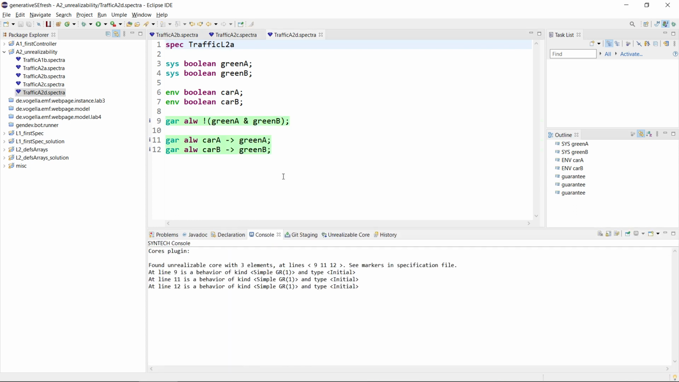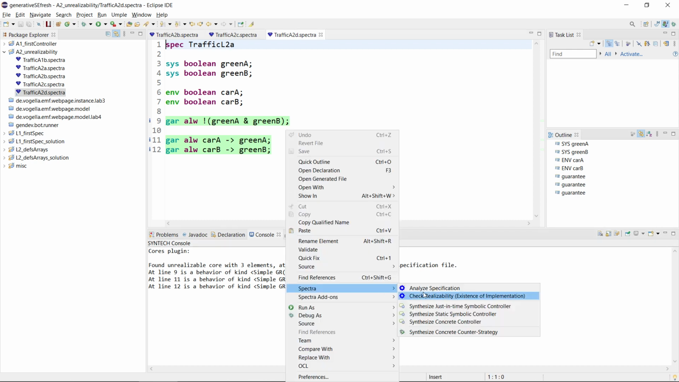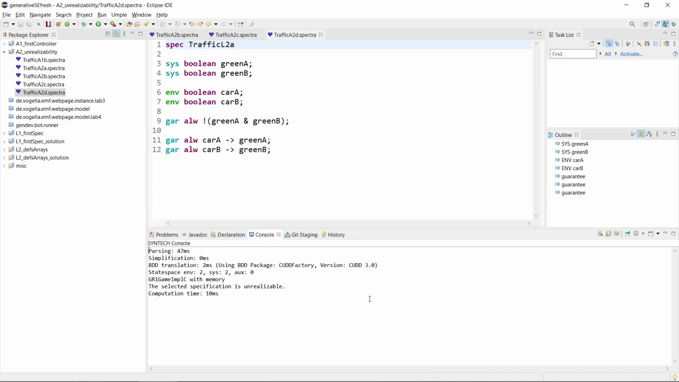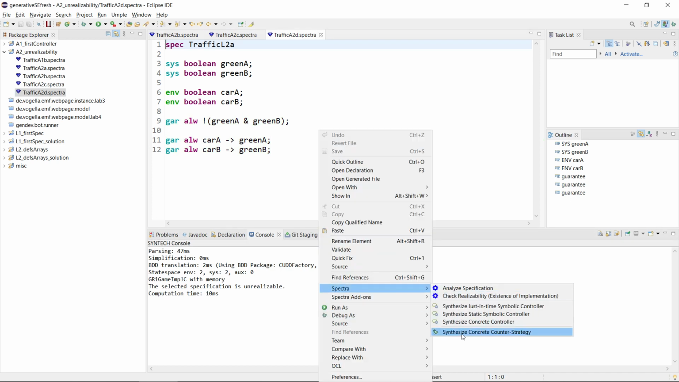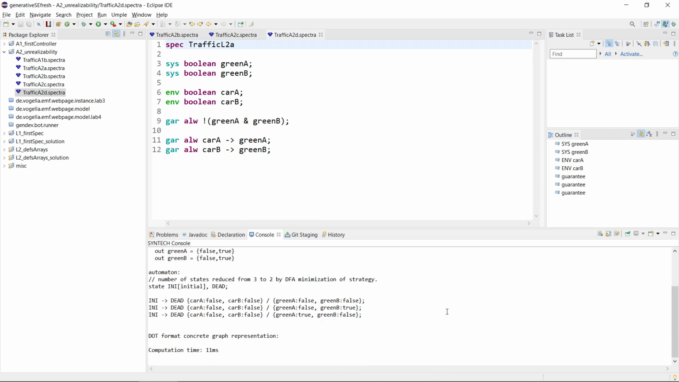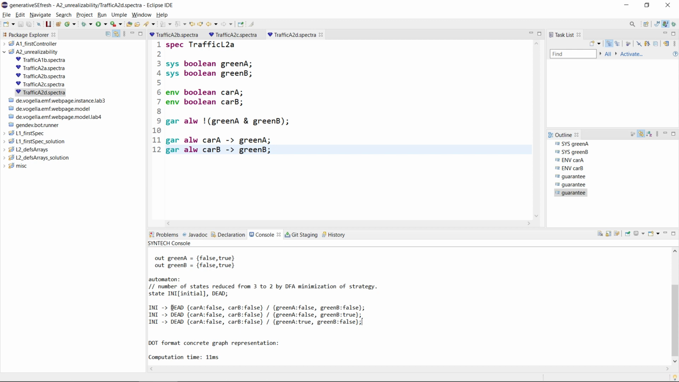Again, it's all of them. And now if we check for a concrete controller, that was a concrete controller. So if we check for a counter strategy, this is actually a little bit of a tricky case because it says that we will be forced to a deadlock, but what we don't see is the outgoing transition that really forces us to deadlock. So what we see is here initially there is no car, and then no matter what we do, we end up in a dead state. But the reason why the state is dead is not really visible here.